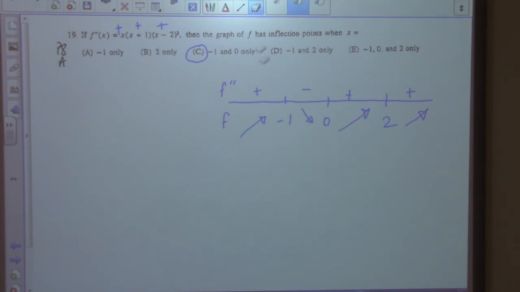I did it in my head and I didn't see that it was squared. So you didn't notice that? Yeah. Just something to notice.